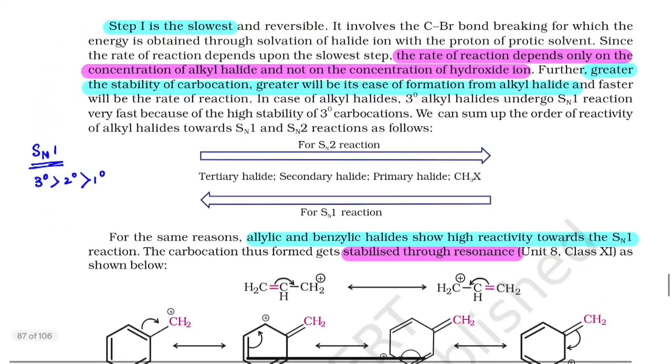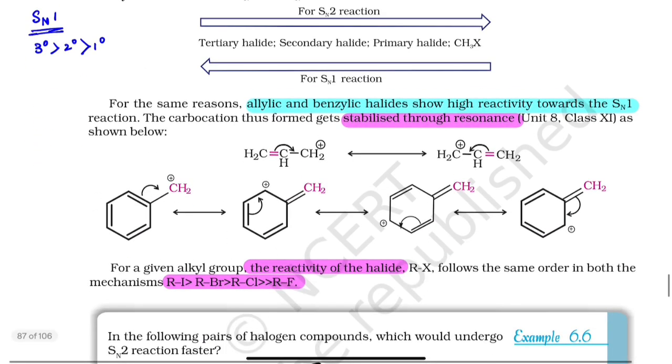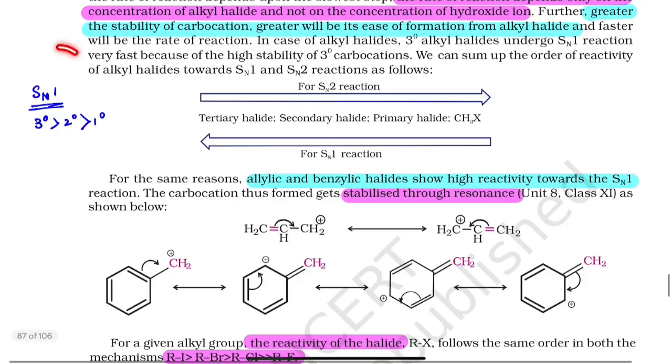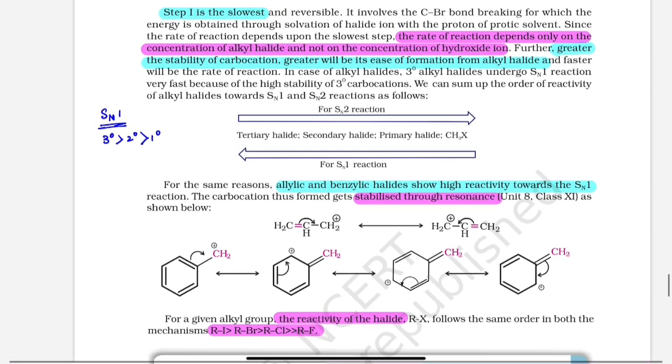Here you can see step 1 is the slowest step we have seen, therefore it is the rate determining step. The rate of reaction depends only on the concentration of the alkyl halide and not on the concentration of the nucleophile. The greater the stability of the carbocation, the greater the ease of its formation from the alkyl halide. So it depends on the stability of the carbocation. I have written the order here: for tertiary alkyl halide the rate will be more, then secondary and then primary.